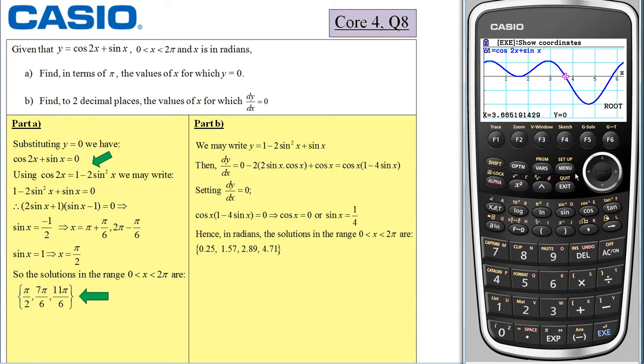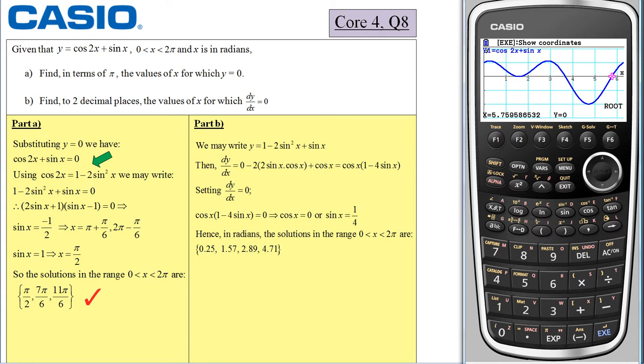Finally, if I scroll to the right one more time, the last value is 5.75 and so on, and that corresponds to the last calculation, which was 11 pi by 6. So the calculator has confirmed the three values I obtained through my mathematics.